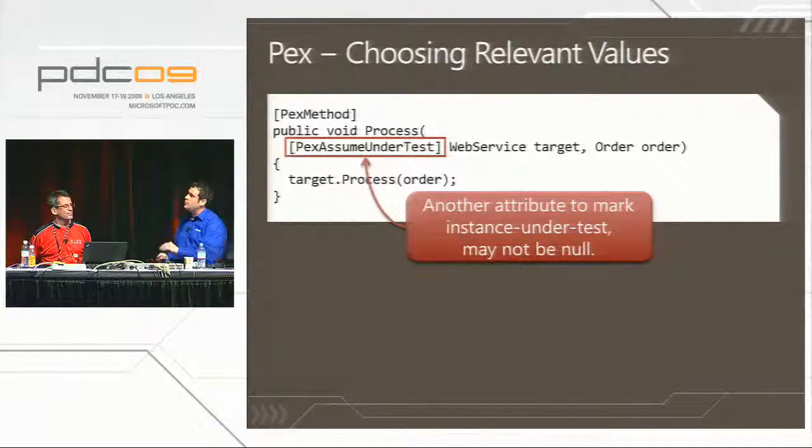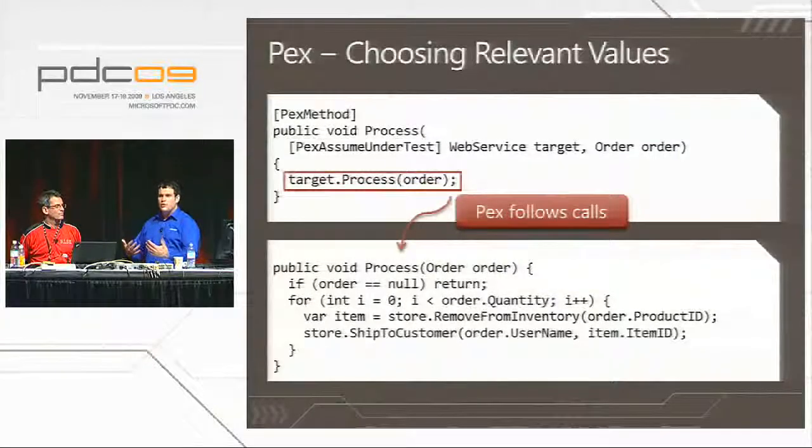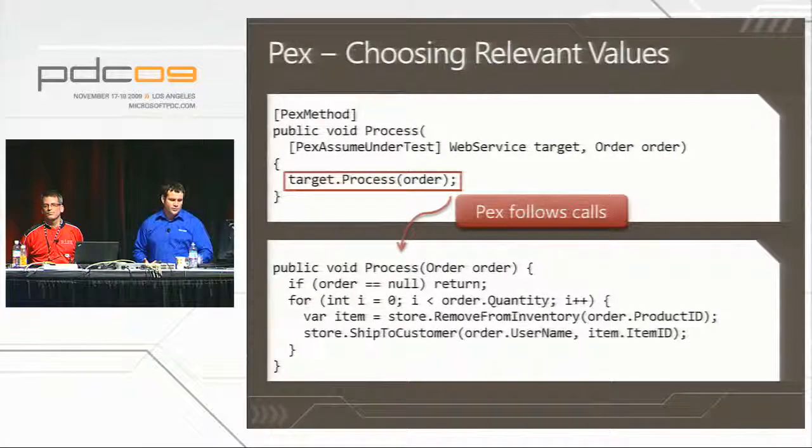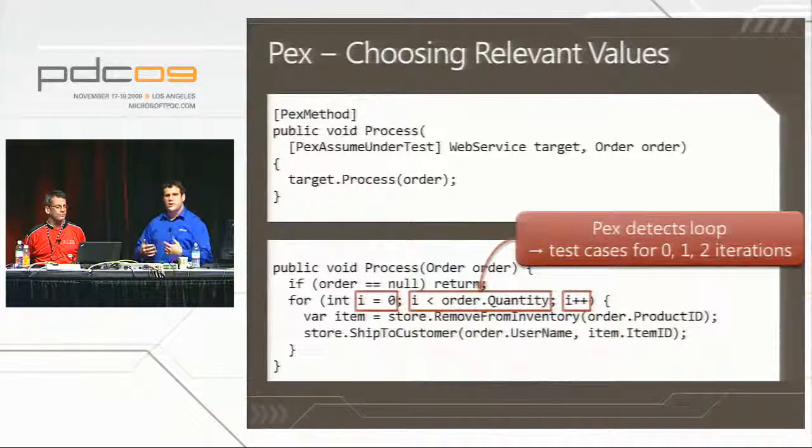So we have an attribute in PEX to say what is a class under test. Then it's not null. Then there's a call, and PEX monitors the call, what is happening in there. Then there's a branch in the code. And that's why PEX comes up with a test case where the order is null and where it's not null. Then PEX detects the loop pattern, and it will produce tests that use the quantity 0, 1, and 2 to exercise different corner cases in the loop.